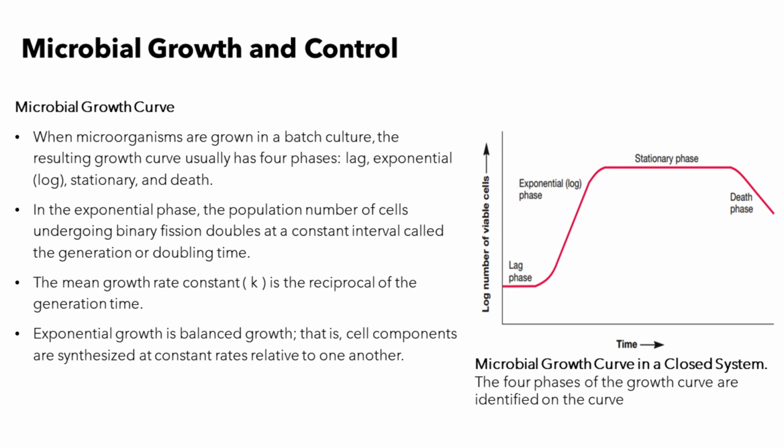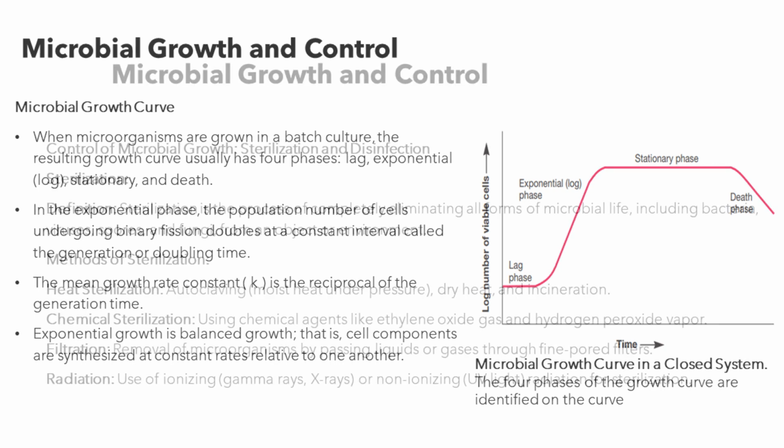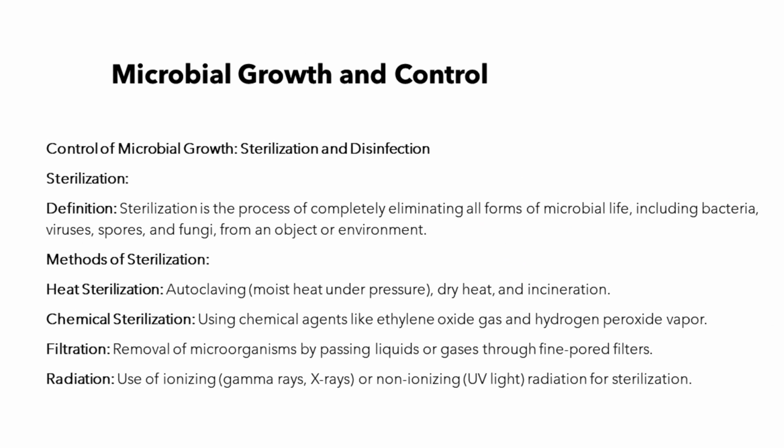Exponential growth is balanced growth, that is, cell components are synthesized at a constant rate relative to one another. This picture shows a microbial growth curve in a closed system. The x-axis shows time and the y-axis shows log number of viable cells. The four phases of the growth curve are lag phase, exponential phase, which is log, stationary phase, and then death phase.